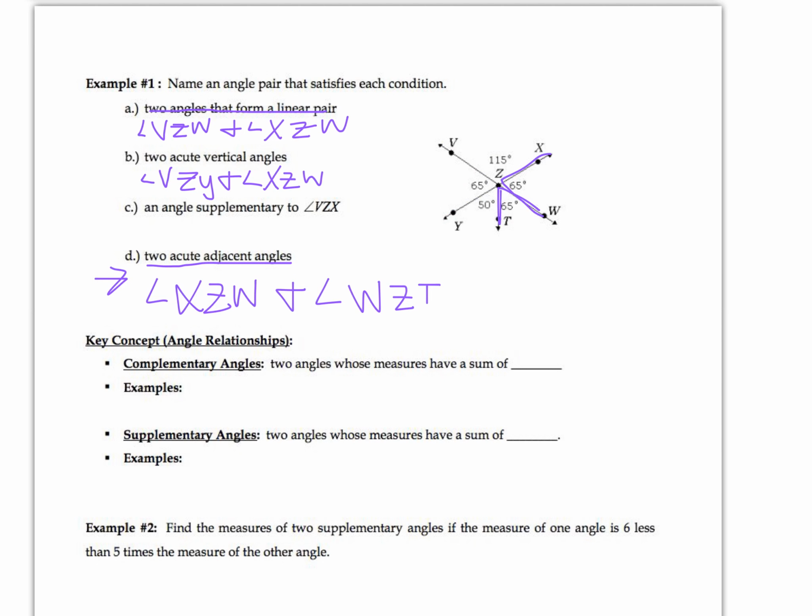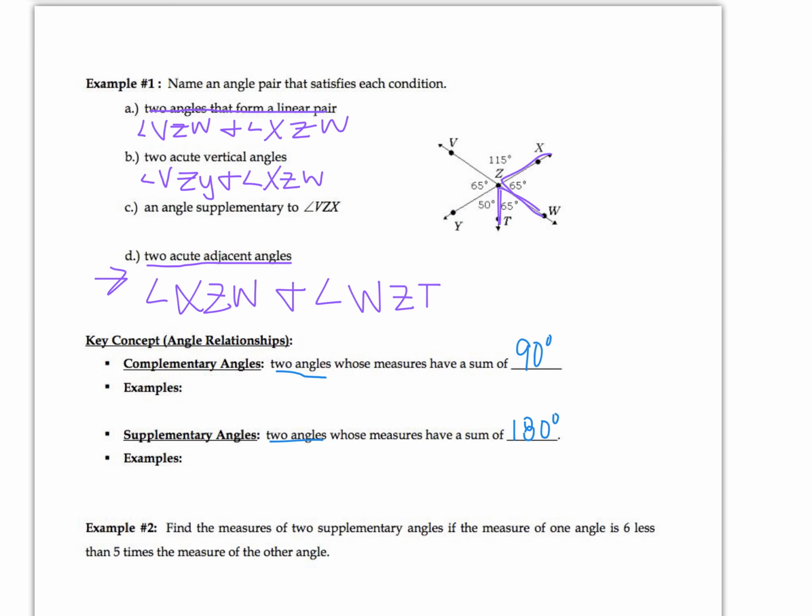Next, let's learn about complementary and supplementary angles, and then we'll go back to C and answer it. So complementary angles are two angles whose measures have a sum of 90 degrees. You guys might actually remember this from previous learning. And supplementary angles are two angles whose measures have a sum of 180 degrees.